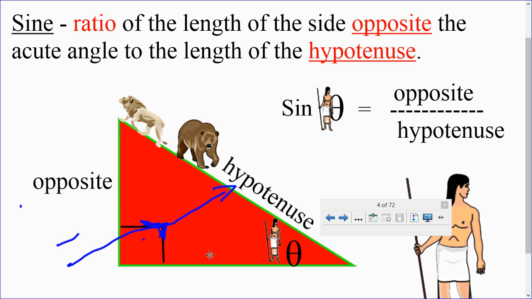Now if SOHCAHTOA is standing down here at the bottom of the mountain, the side that's going way across over to here would be opposite him. So that would be our opposite side, and this would be our hypotenuse. So when SOHCAHTOA goes to look for his horse, he would go to the opposite side of the mountain and over to the hypotenuse side of the mountain. That's called looking for sine of theta, which is opposite over hypotenuse.